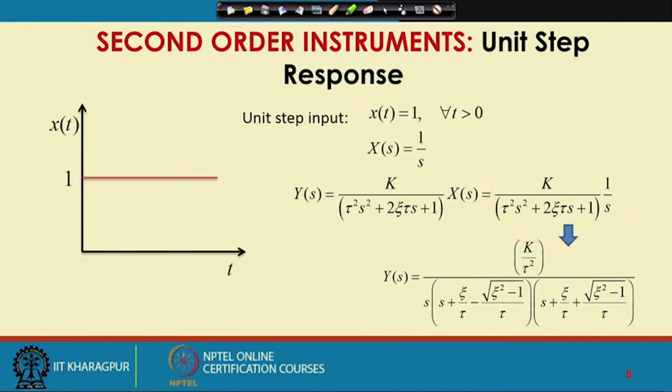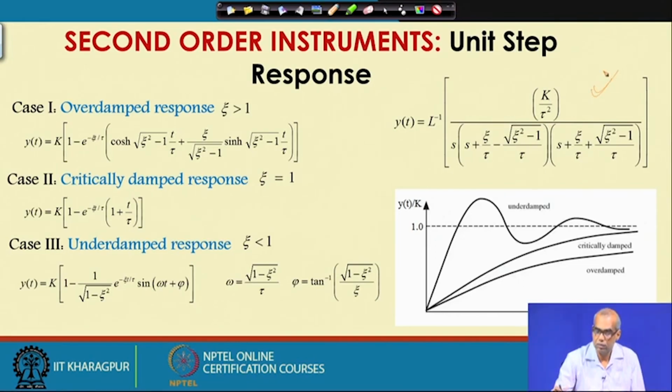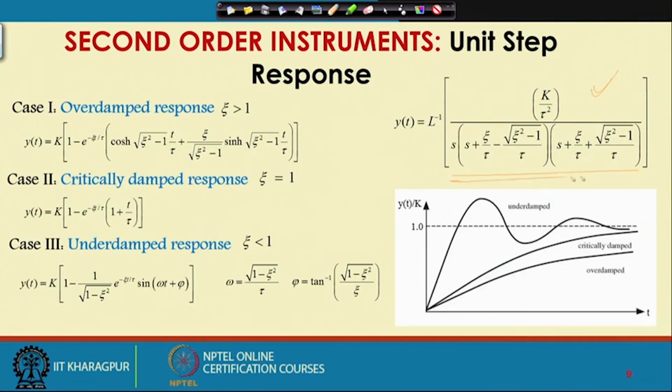If you do that, you will get different types of response depending on the value of zeta. So, this is what we obtain from the transfer function of second order instrument after putting X(s) equal to 1 by s, and then we rearranged and we wrote in this form. Now, you take inverse of this.